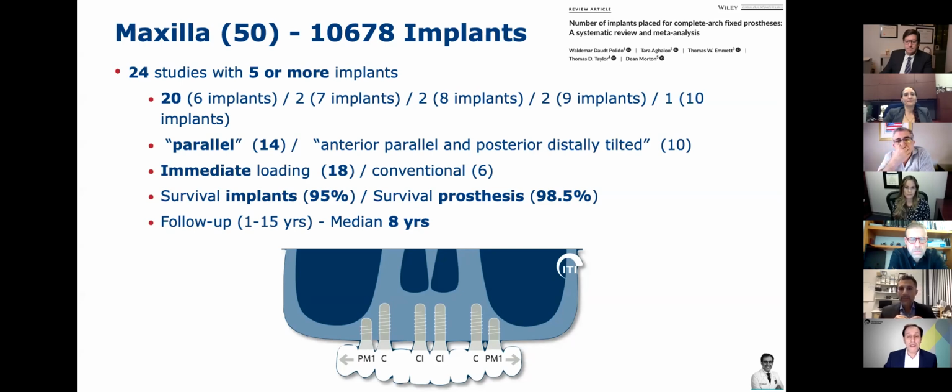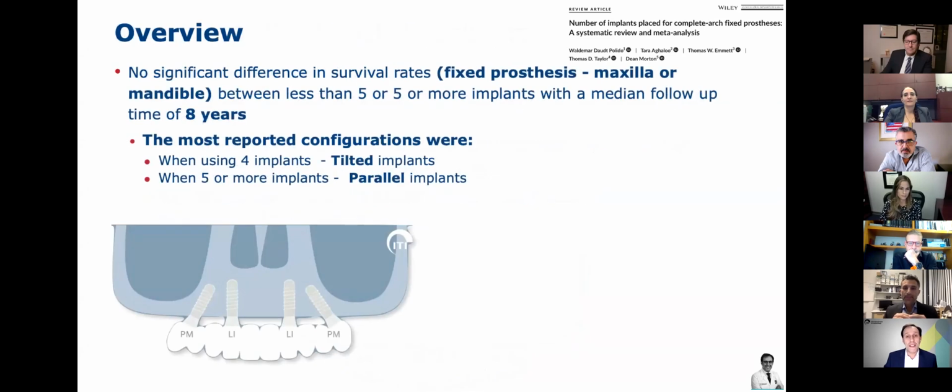Immediate loading again, the widely used configuration, 18 papers out of 24 reported on that, and the survival was very similar, 95 to 98% for the prosthesis. Interesting though, the median follow-up here was higher. So people have been doing 6 implants or more for longer than 4 implants. So we started with 6, maybe 8, and then with time we're now reducing it to 4. So we have a longer follow-up on this 6 implants configuration.